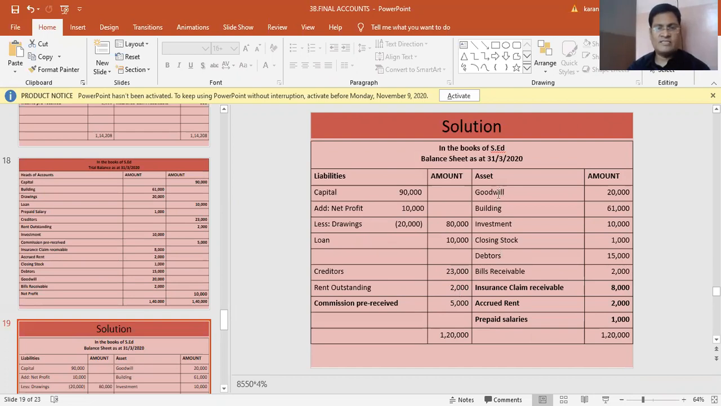And these are all given on the debit side: goodwill, building, investment, closing stock, debtors, bills receivable, insurance claim receivable, accrued rent, and prepaid salary. Accrued rent means the rent which is receivable. Prepaid salary means the salary on which we have made more payment. Insurance claim receivable, some claim is receivable. That's an asset. And we notice that our debit is equal to our credit.